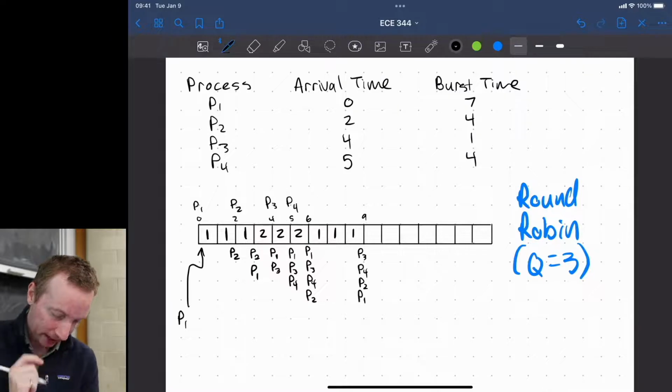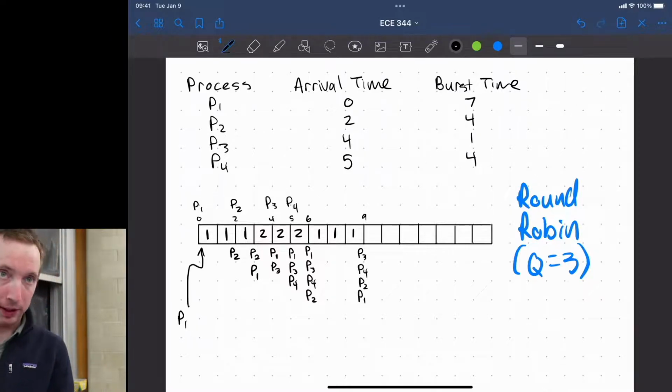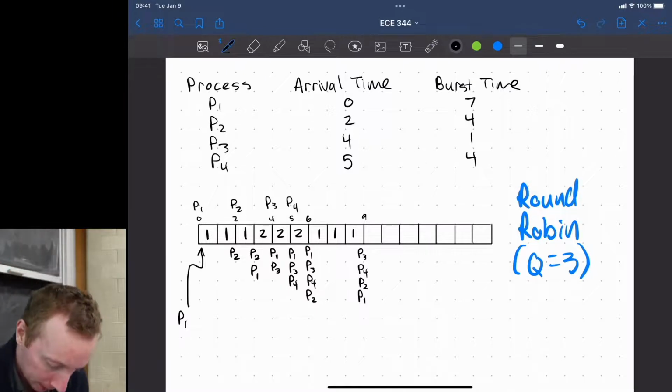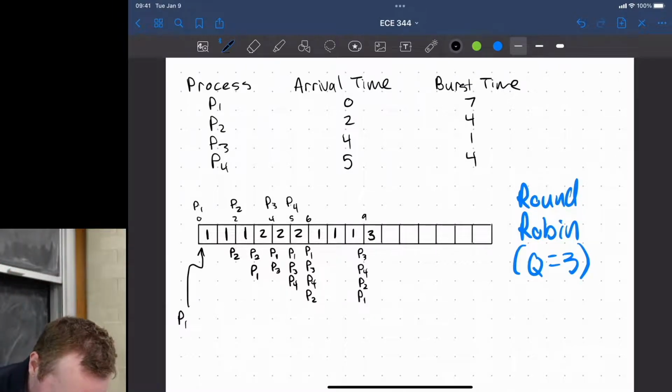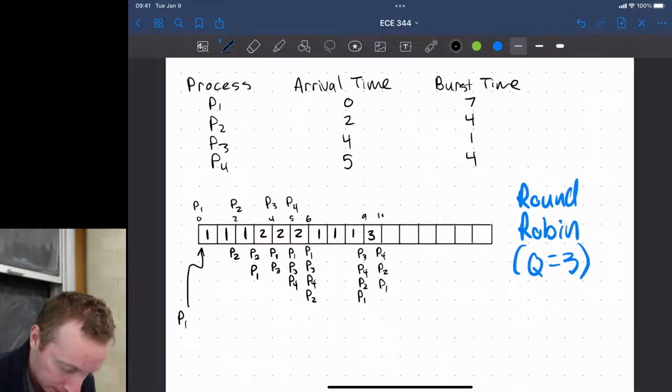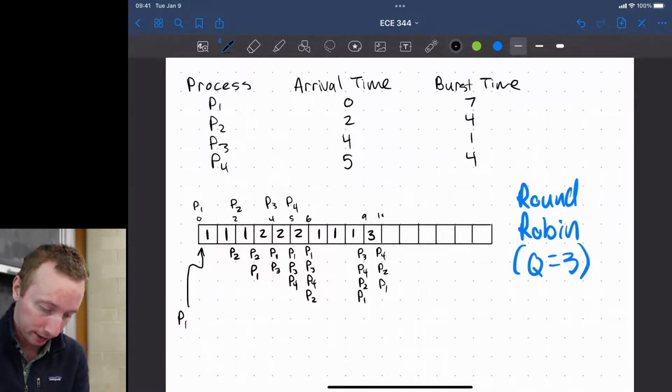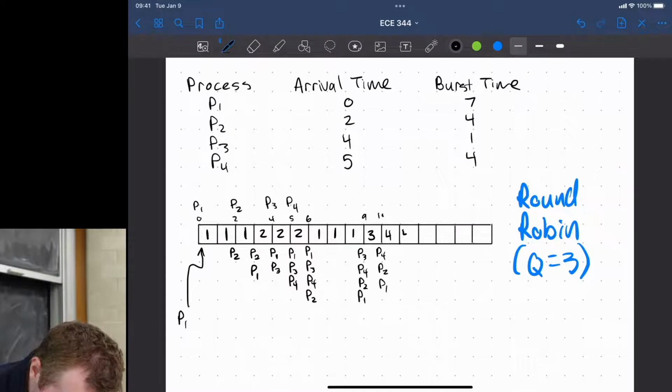So P1's at the back of the queue. Now P3 is the next one to run, it only lasts for 1 time unit. So it would just be scheduled, run for its 1 time unit and be done. Now our queue just has P4, P2, P1. So we would execute P4 because it's at the front. So it would execute for its 3 time units.